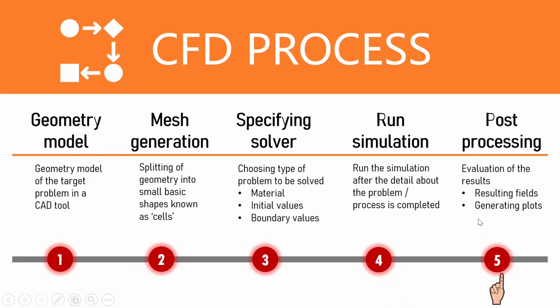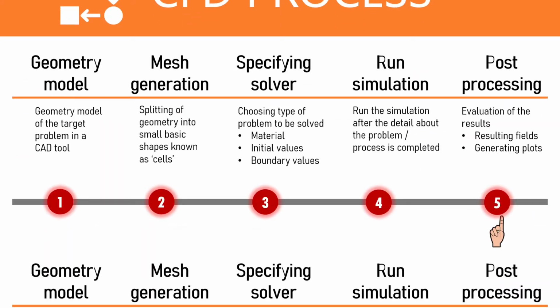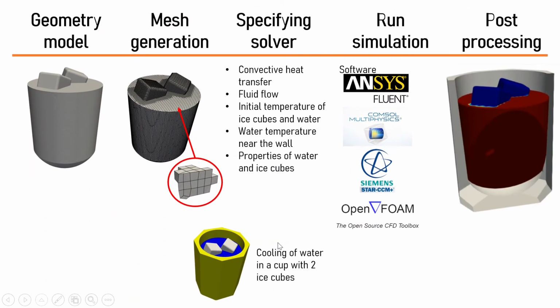The obtained results can be, for example, static or moving pictures or graphs. Analysis can be made and conclusions can be drawn based on the obtained results. Here we have a simple example where we want to simulate the cooling of the water in the cup using 2 ice cubes.